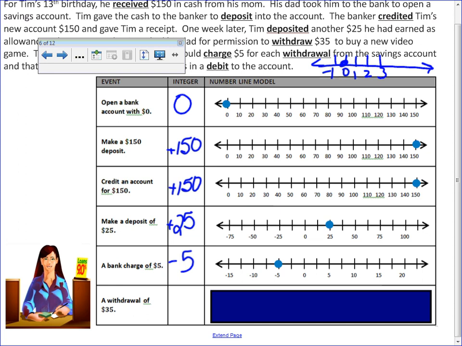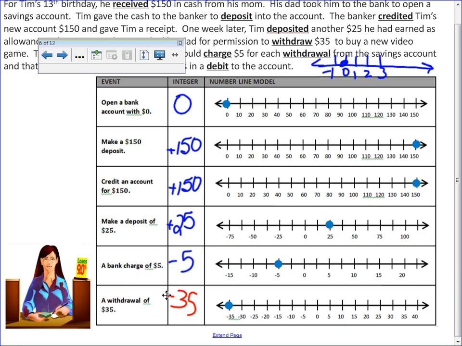If you're taking $35 out of your account, okay, you had $100, you're taking out 35. You're taking it away. -35. Again, this time they put it all the way on the left, but you can plot it on any type of number line that you like.